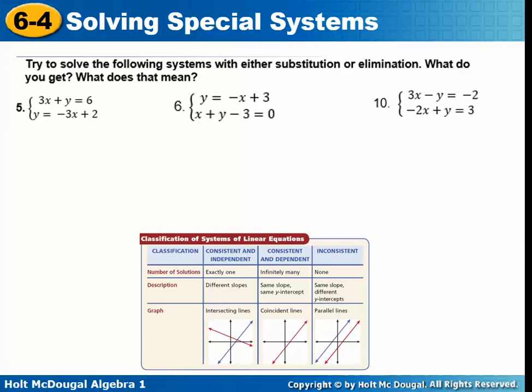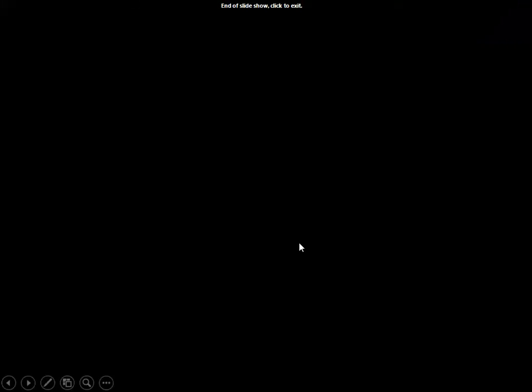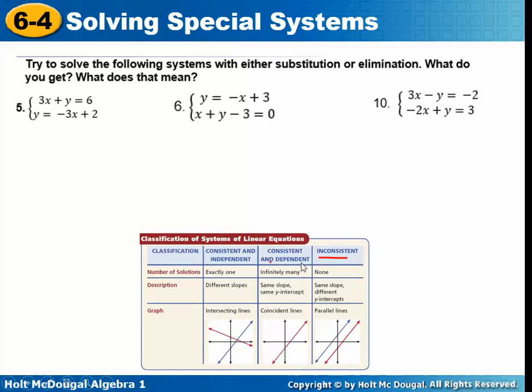On your worksheet, you're going to have several problems where you're going to be solving with either substitution or elimination and find out what you get and what that means. So if you get a false statement, then that means that you have no solutions and that you have an inconsistent system. If you get a true statement, that means that you have a consistent, dependent system, and that there will be infinitely many solutions. And if you get one solution, then it'll be consistent and independent, and you'll be able to find that solution.